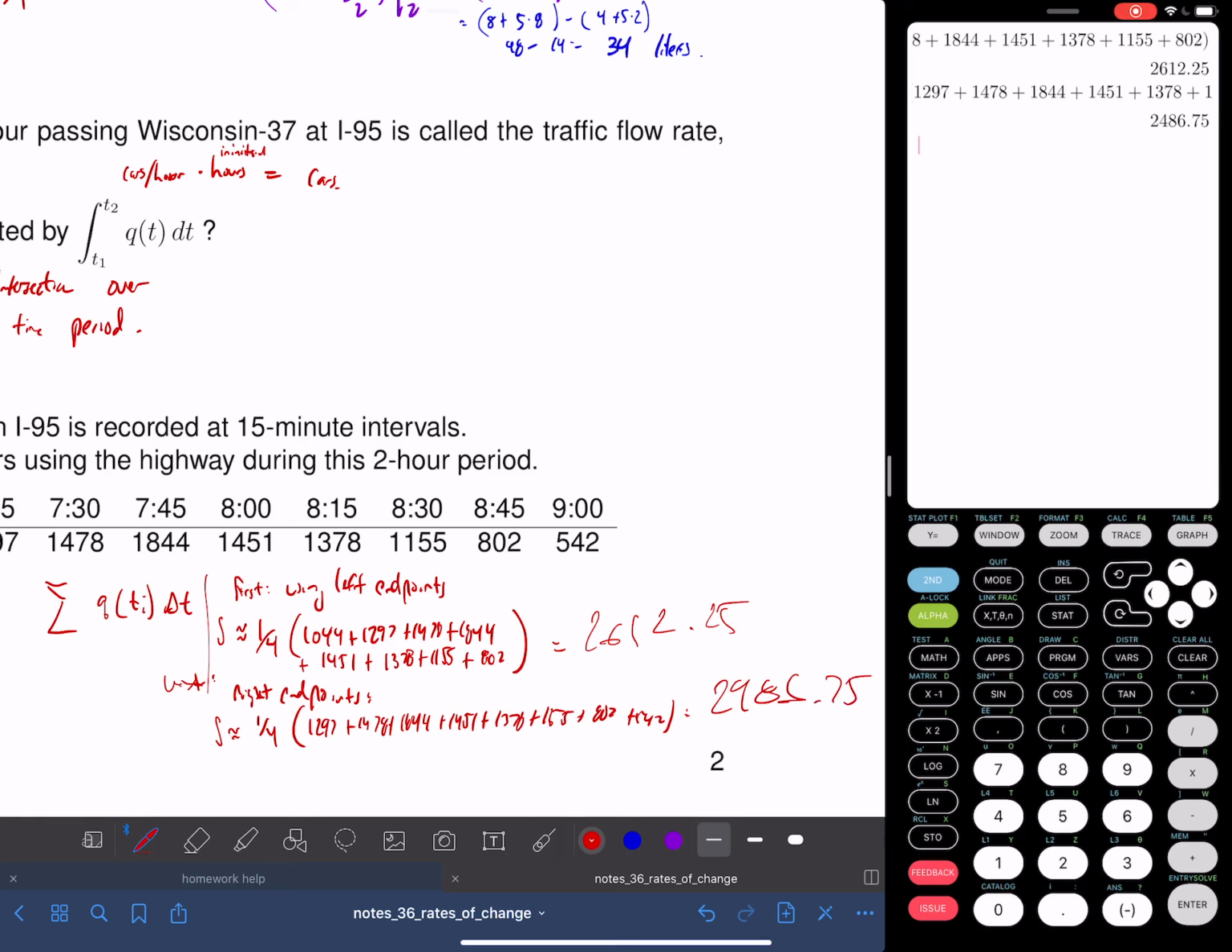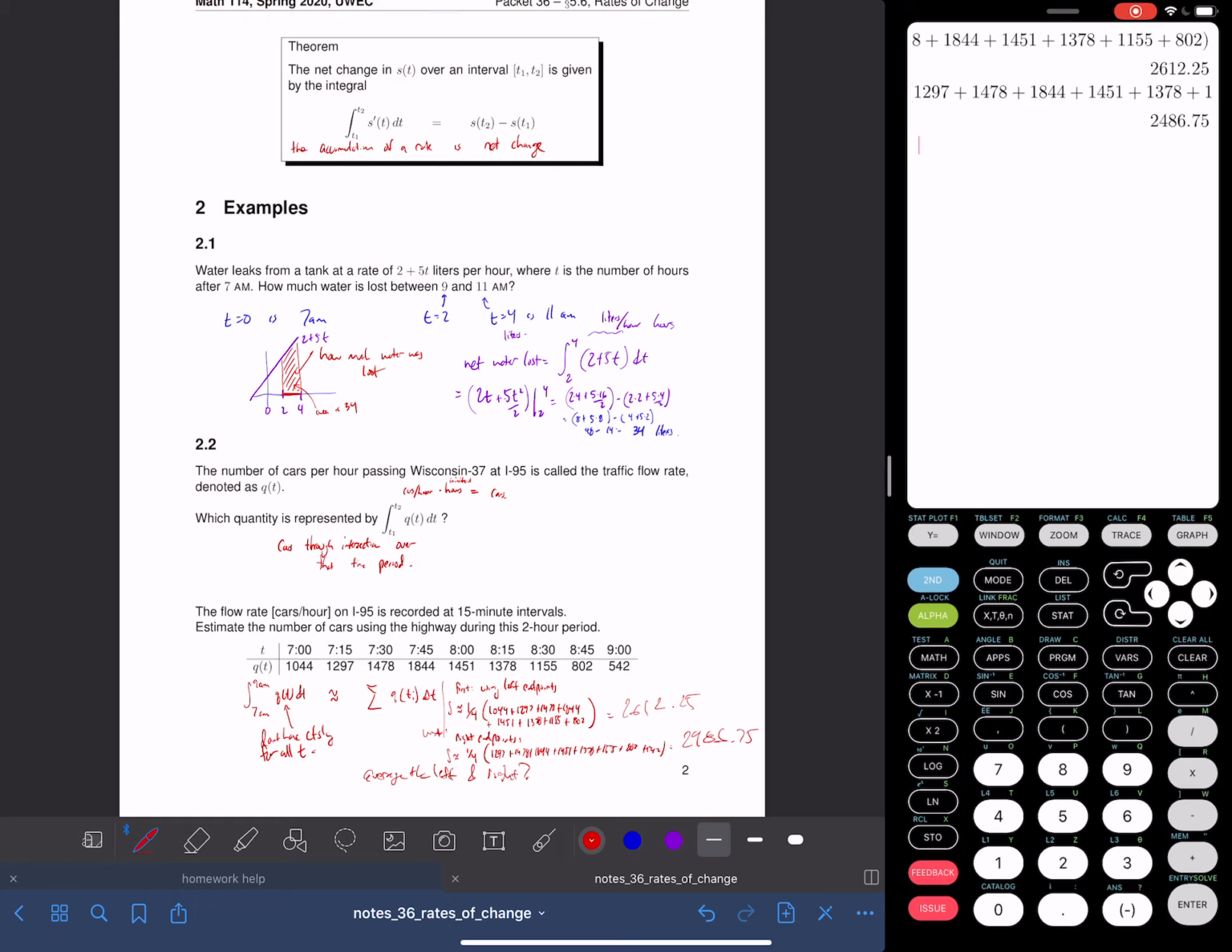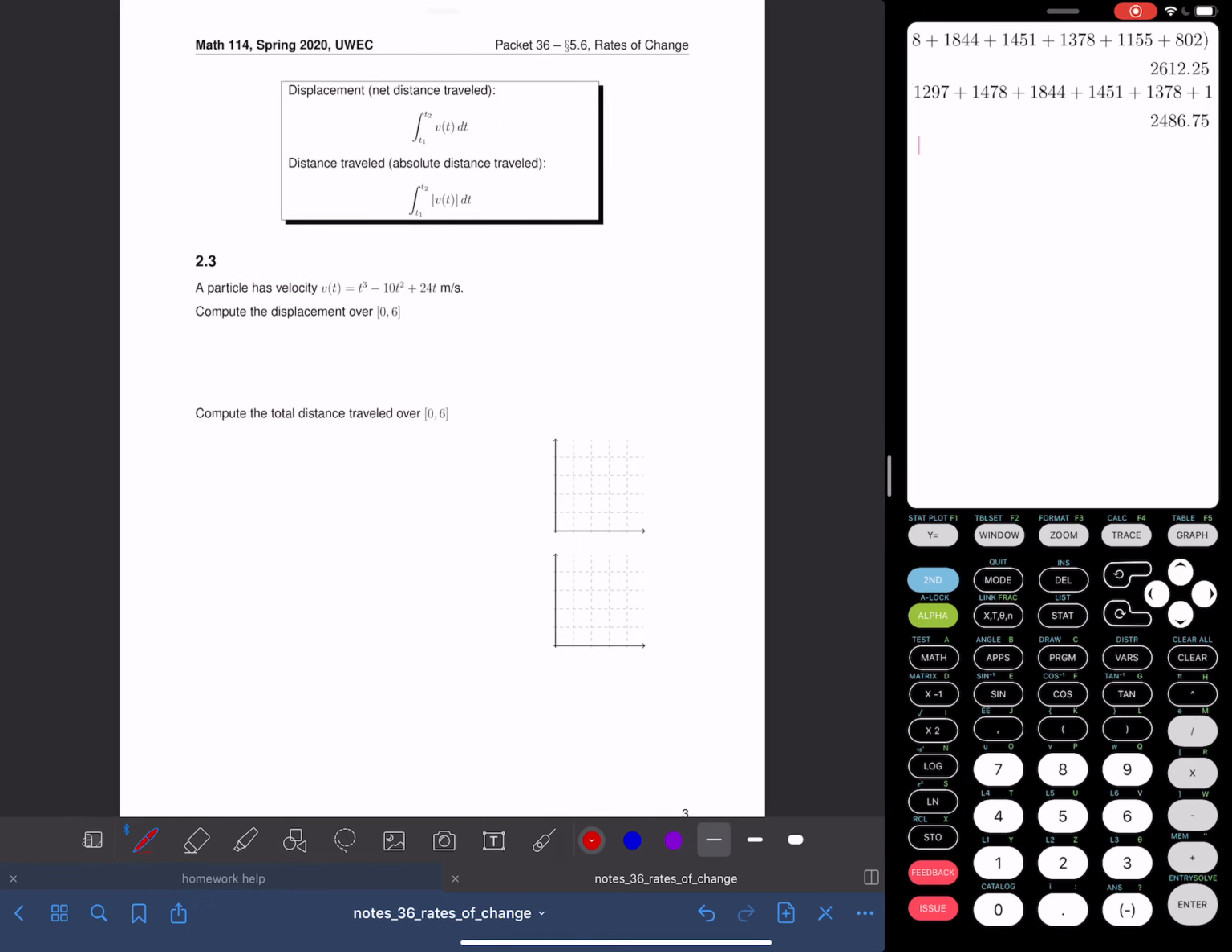Okay. So somewhere between there, maybe there was like a 10-minute gap that we didn't measure that contained a lot of traffic. And maybe we want another estimate. Maybe we want to average the left and right estimates, and maybe we believe that provides us with an even tighter estimate. I'll leave that to the experts. Next example.